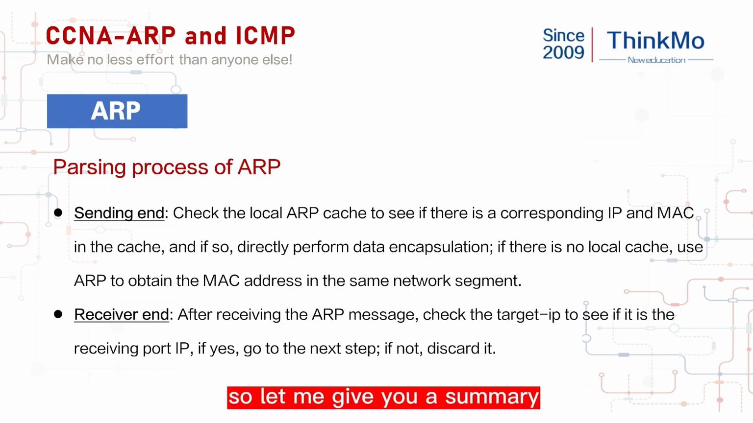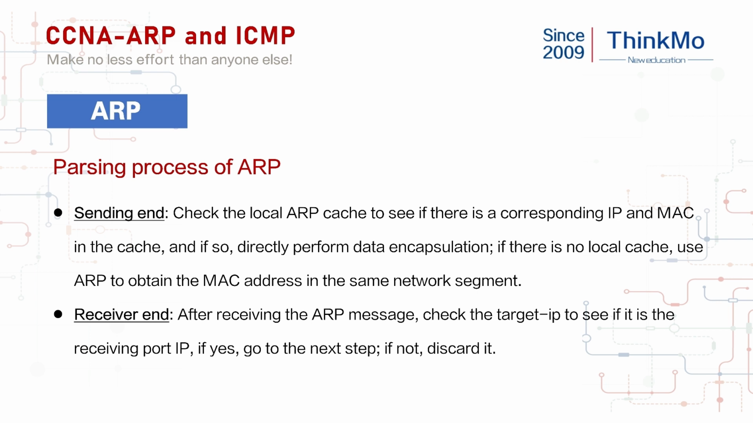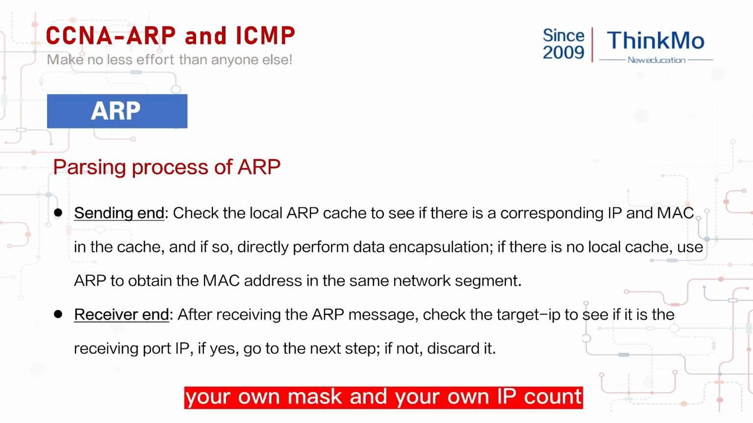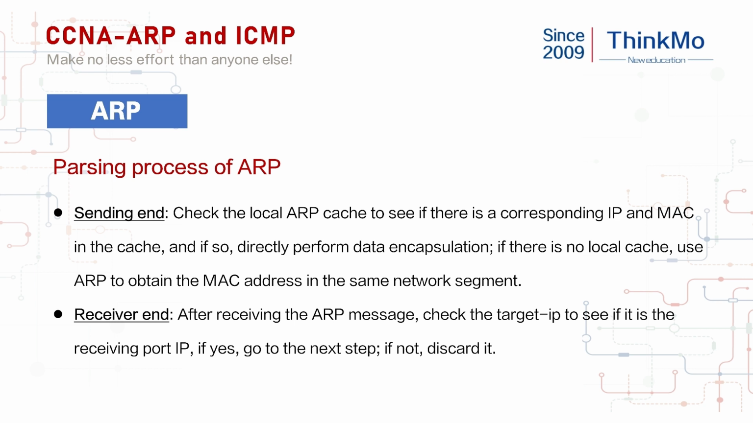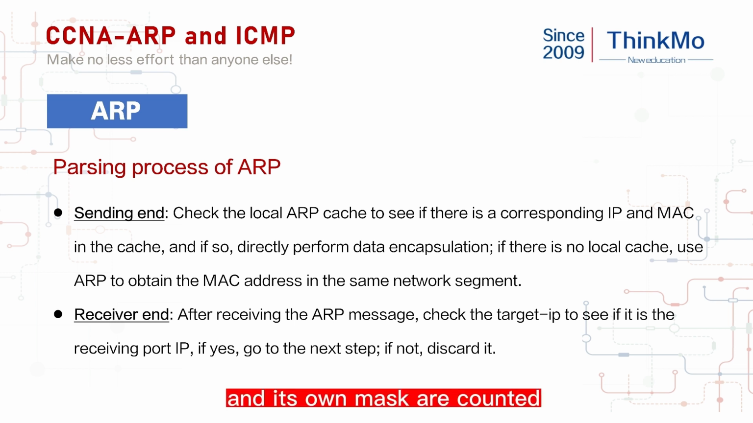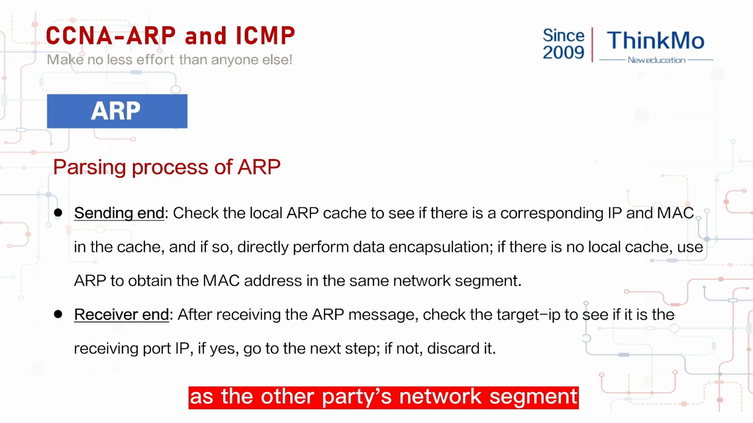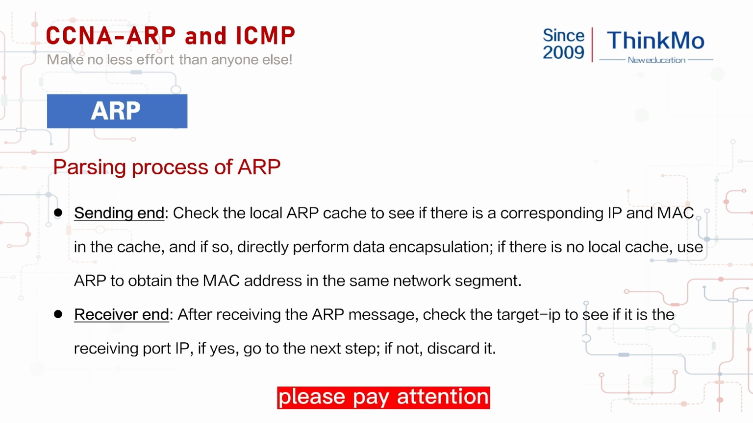So let me give you a summary of the process I just talked about. If the PC now communicates with the peer, it will compare: is the IP address of the peer end suitable for you to be on the same network segment? The way to compare is your own mask and your own IP count as your own network segment. The other party's IP and its own mask are counted as the other party's network segment. Please pay attention. What we just said. They work out the same. They go through. But it's not work out the same.